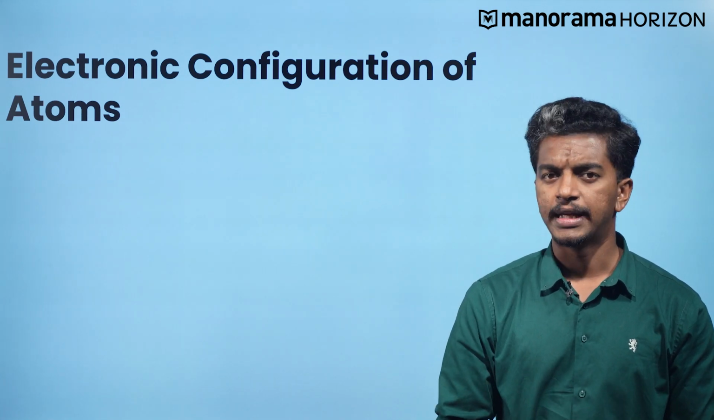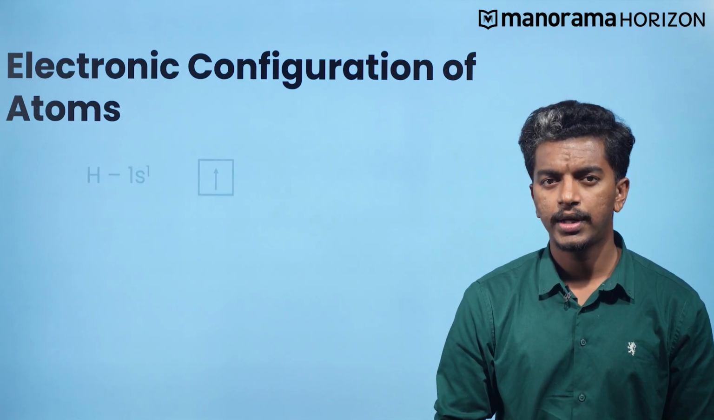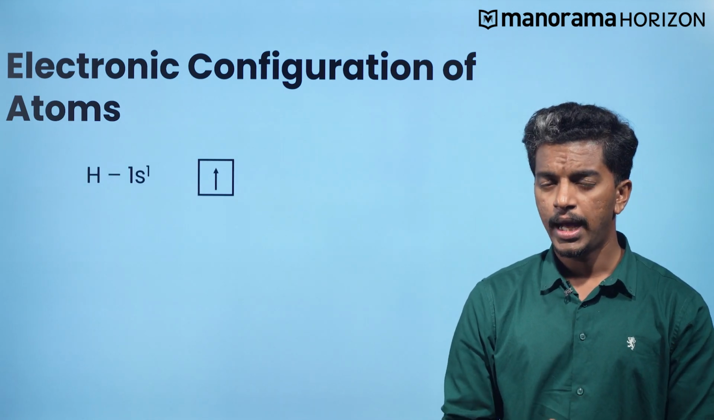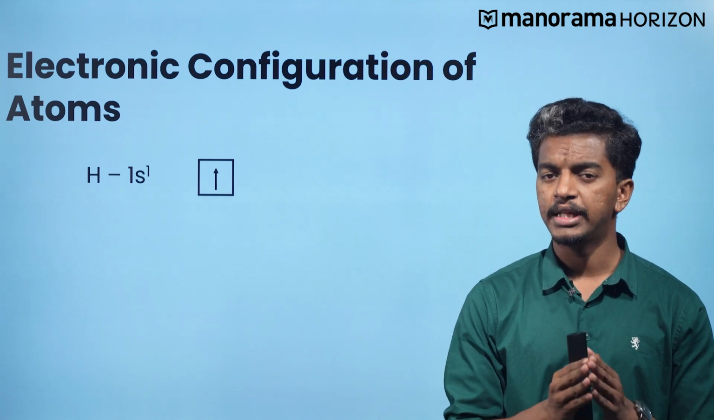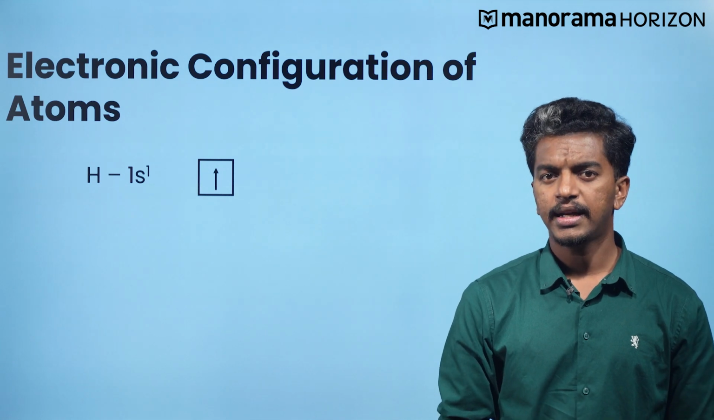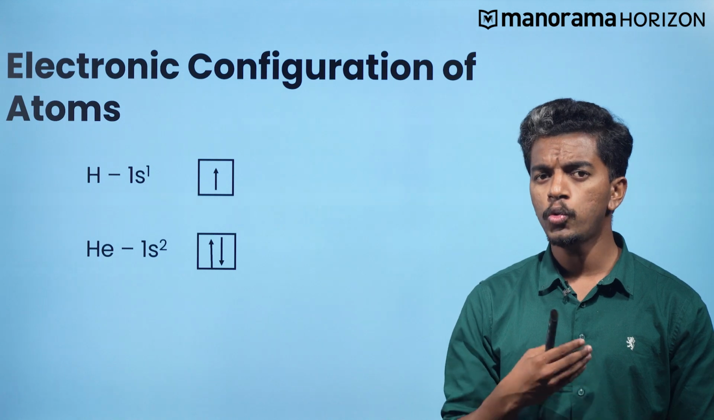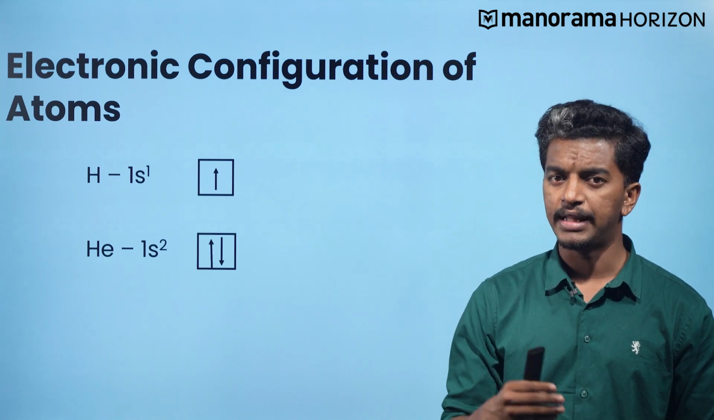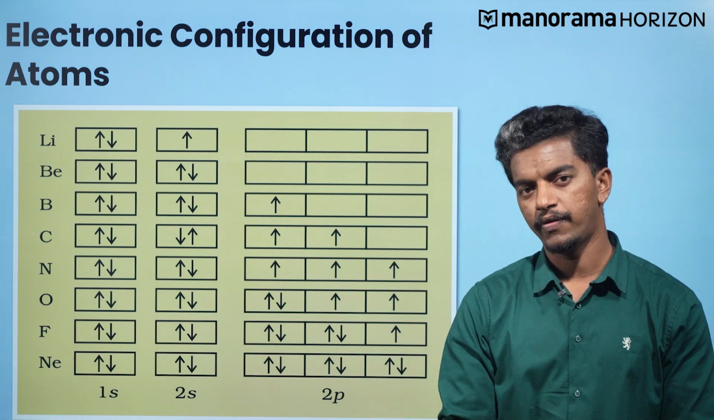The first example we will take is hydrogen, which has an atomic number of 1. So the electronic configuration of hydrogen will be 1s1 and the orbital diagram is mentioned here with one positive spin electron in the s subshell. The second is helium with an electronic configuration of 1s2, and 2 electrons with opposite spin are filled in the s subshell. Let's discuss a few more examples of electronic configuration.